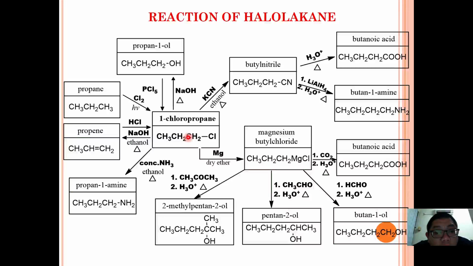okay. So one more way that you have to know to prepare haloalkane is from alcohol. You can also prepare from alcohol when you react with a chlorinating agent, for example PCl5, phosphorus pentachloride. You can eventually also form 1-chloropropane. So these are the 3 important ways of preparation for the haloalkane. Then we are going to have a look at the series of reactions for haloalkane.